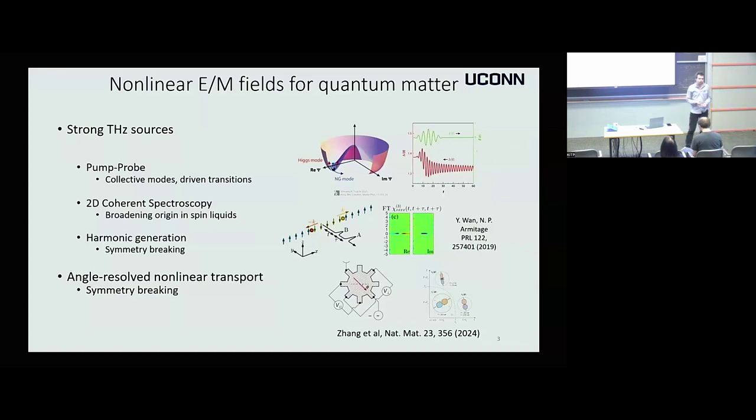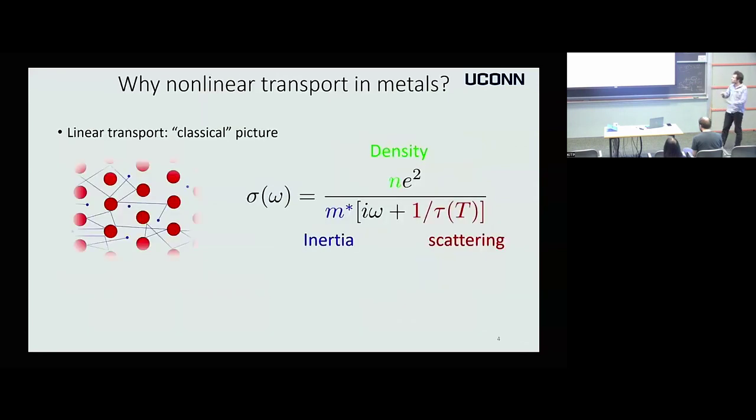So what I want to talk about is the application of nonlinear transport probes to strange metals, and to give you the motivation why we're doing this at all, apart from this being an available technique. So let me just give you a very simple overview of linear transport, and then I'll compare it with nonlinear transport and try to show you the difference.